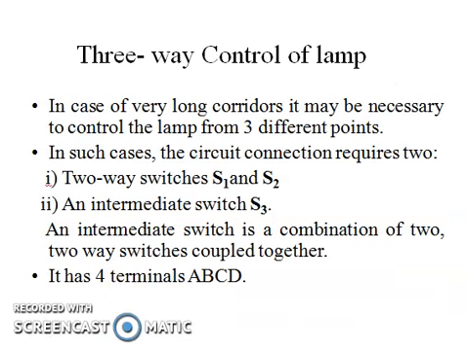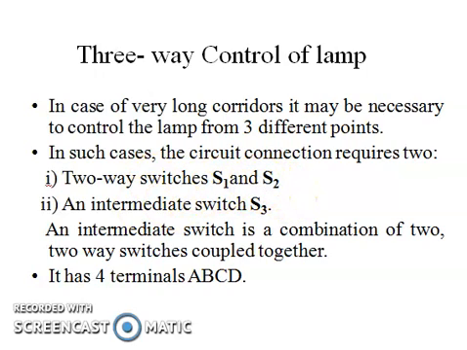Let us go with the three-way control of lamp. In long corridors, as I discussed, we are able to control the lamp by using three switches. So it is very necessary to control a single lamp from three different points or three different switches. In such cases, the circuit connection requires two particular arrangements: two-way switches S1 and S2, and one intermediate switch S3 is also required.